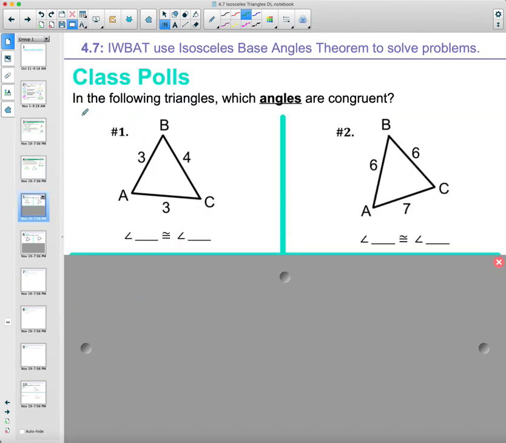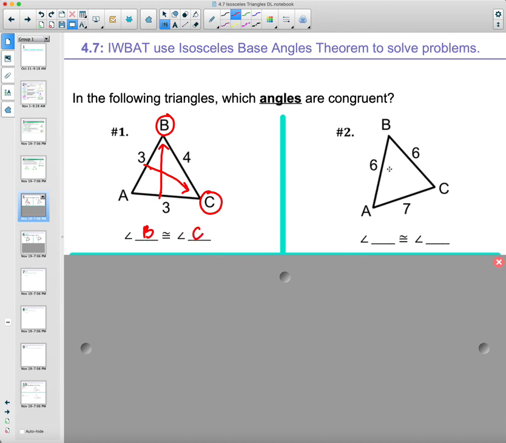So let's take a look at a couple examples here. In the following triangles, which angles are congruent? What you need to do is look for the two sides that are congruent. Okay, so in this case, we see this 3 and the 3 match. So across from those sides would give us the angles. Across from this side would say that angle B is congruent to angle C.